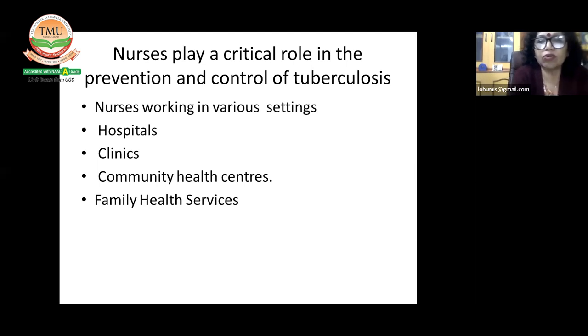Nurses can educate patients about TB and the importance of completing the treatment, because most dropout patients have drug-resistant tuberculosis. They can also counsel patients on infection control measures such as covering their mouth and nose when coughing or sneezing, and staying at home when sick. TB is spread through the air when an infected person coughs or sneezes. Therefore, it is important to take all the measures: proper ventilation in closed spaces, wearing masks, and covering the mouth while sneezing and coughing.